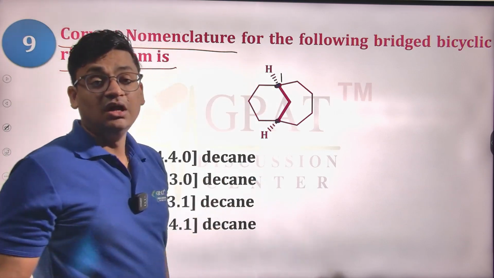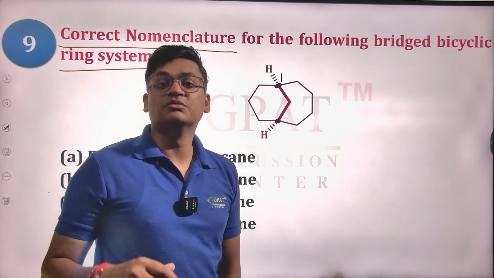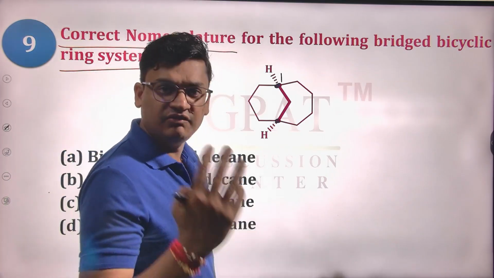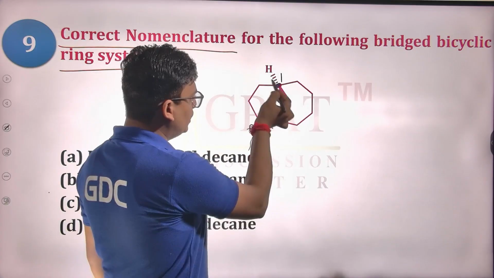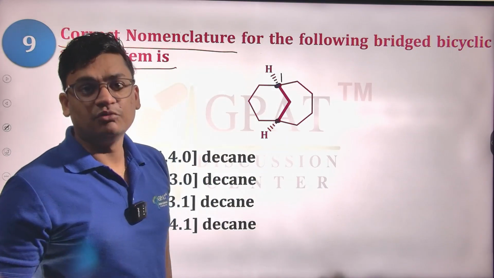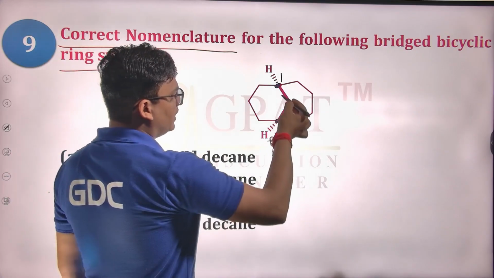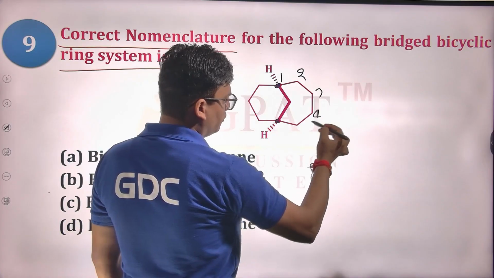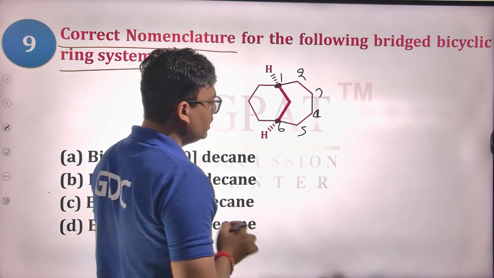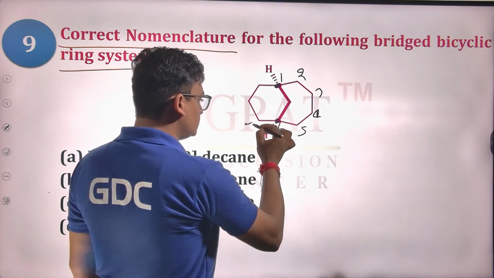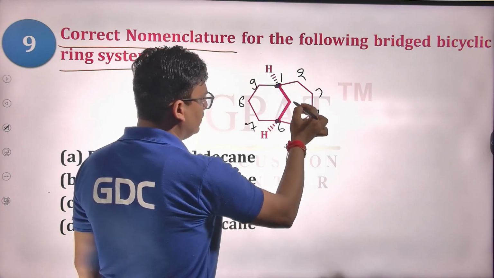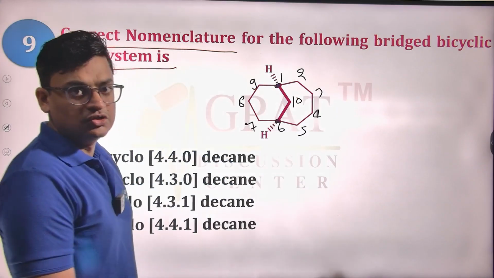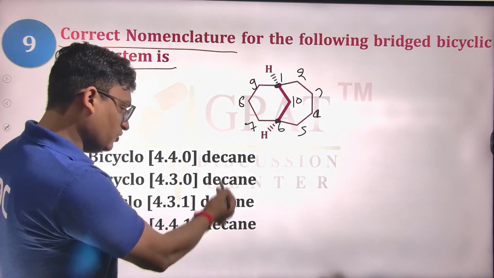Now always, in the case of a bridgehead, we start numbering from the larger chain side. We have 3 chains, 1, 2 and 3. Always start from the larger chain. So we get 2, 3, 4, 5, 6. Okay, now we have a 3-carbon chain and a 1-carbon chain, so 7, 8, 9 and then we get 10 here. So the total carbons are 10, so decane, okay, correct.